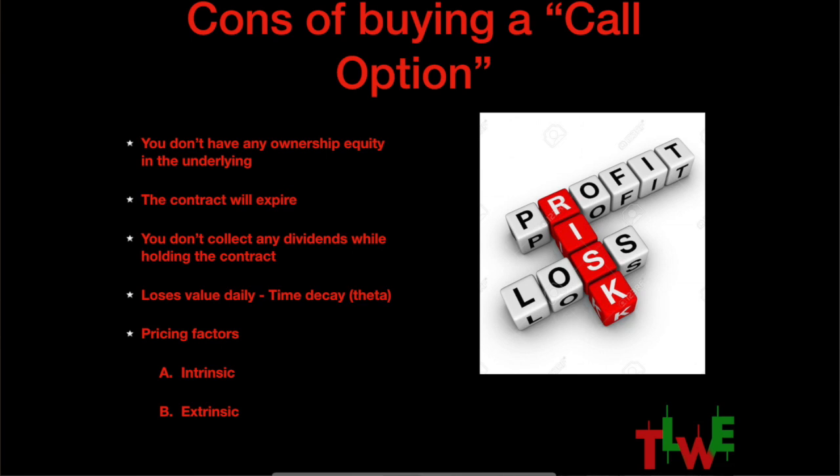Now, of course, the pricing factors. You have two types of pricing components in your option's premium. One is going to be intrinsic. Now, intrinsic is going to be the difference between the stock price and the strike price. Let's say, for instance, if the stock price is trading at $60 and your strike price is $57, you have $3 of intrinsic value. You also have extrinsic value, weighed heavily by time and volatility.